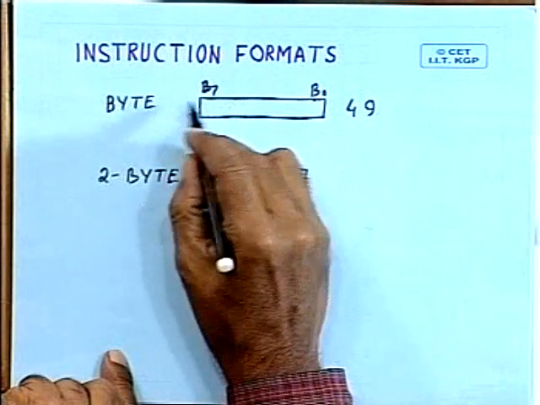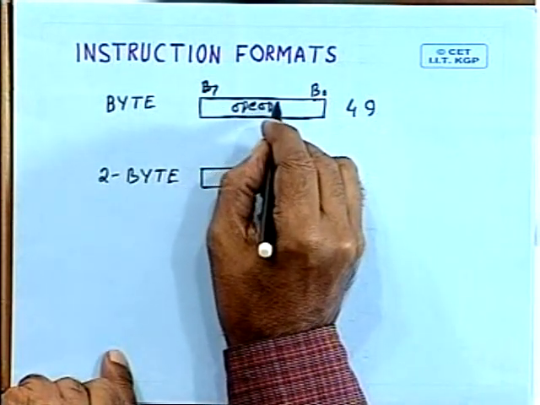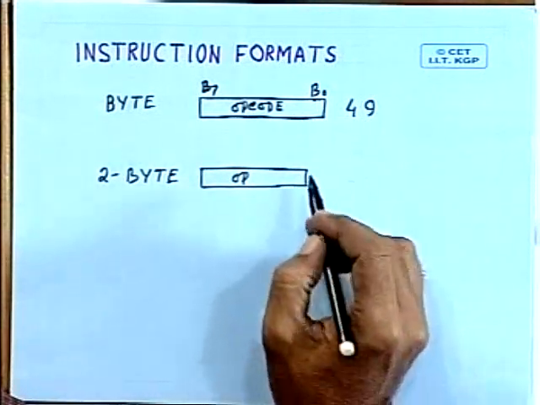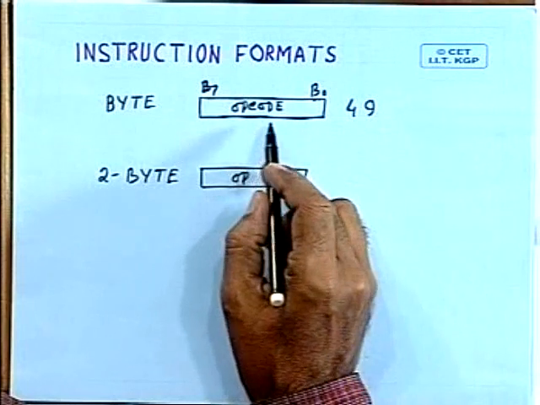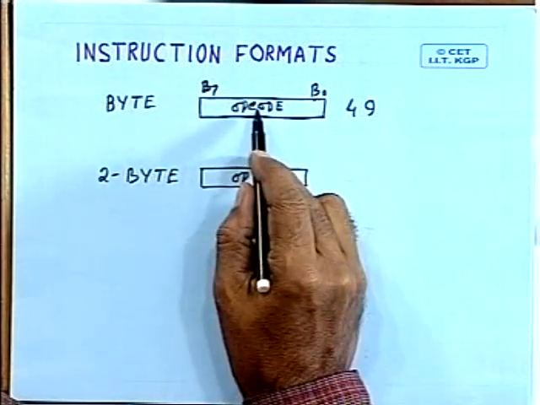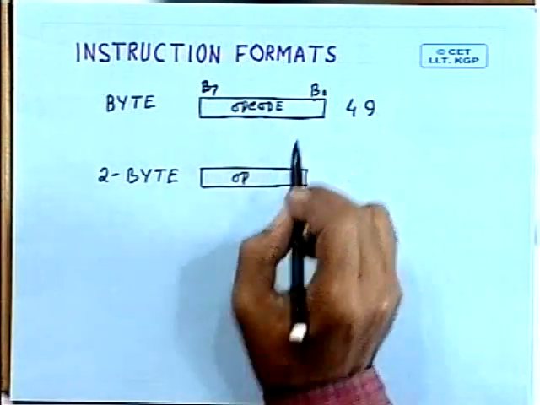In this case, in case of a single byte instruction, it is the opcode. Of course, in that opcode itself, part of the opcode can represent some register, as we have seen in case of 8051. Here also, part of the opcode can be used to address a register. So in case of register addressing, it can be done.